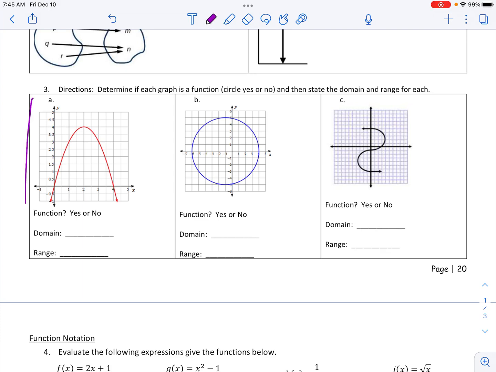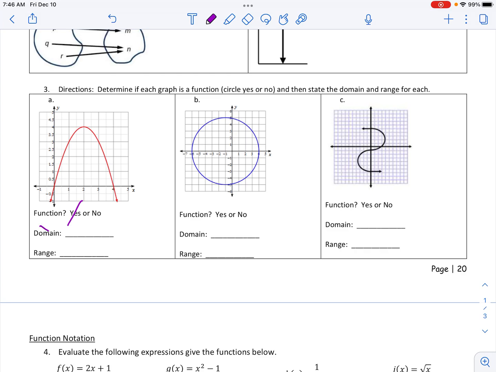First off, number 3, this is passing my vertical line test as I drag that line across. It is passing the vertical line test. It's a function, 1 point at a time. It's all cool. So we say it's a function.